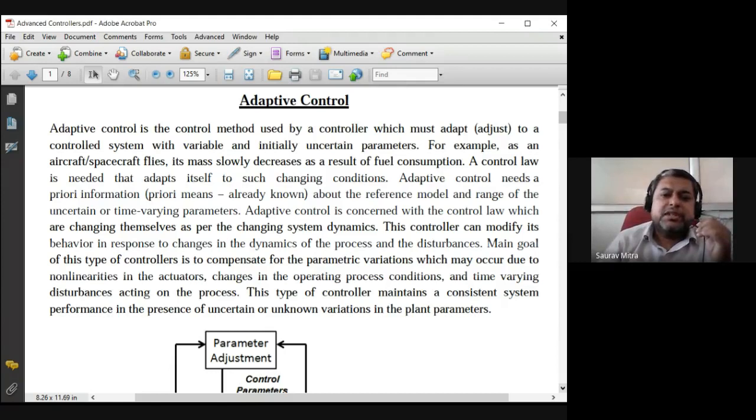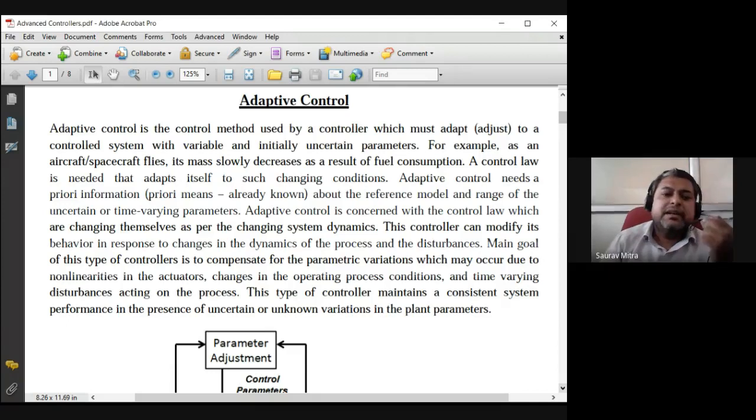So adaptive control is a control method, a control paradigm actually. Like feed forward control is a control paradigm, PID control is a controller paradigm, adaptive control is also a paradigm. This method is used by a controller which must adapt or adjust to the controlled system with variable and initially uncertain parameters. There are a lot of uncertain parameters while we are driving the car. The vehicle should adapt to that.